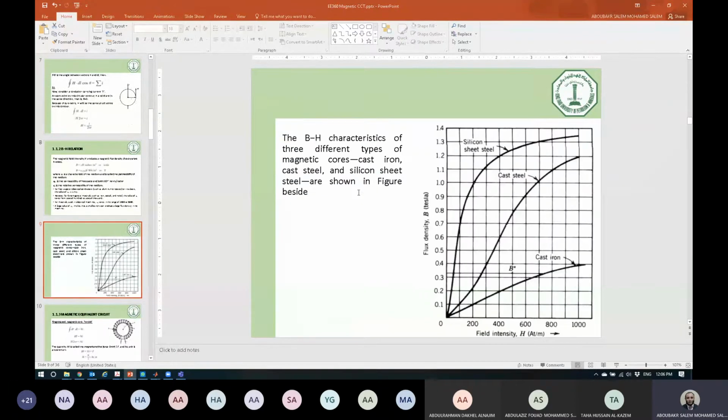And also we discussed the difference between the BH curve of each material, and we agreed together that the material of silicon sheet steel is preferred compared to the other two materials here, because at low value of H we can get higher B. Also at higher value of H we can get higher value of B for the same curve. So we prefer this because it's more efficient.